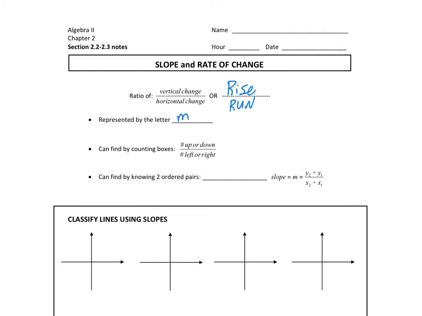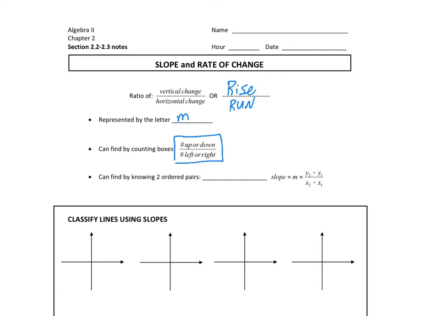When you think of everyday life, miles per hour would be a rate of change. Or think of cents per ounce, or the cost per pound, like when you buy fruit or vegetables, it's usually so much per pound. That will be a rate of change. And we can find this by counting the boxes of a graph, so it's the number up over the number left and right.